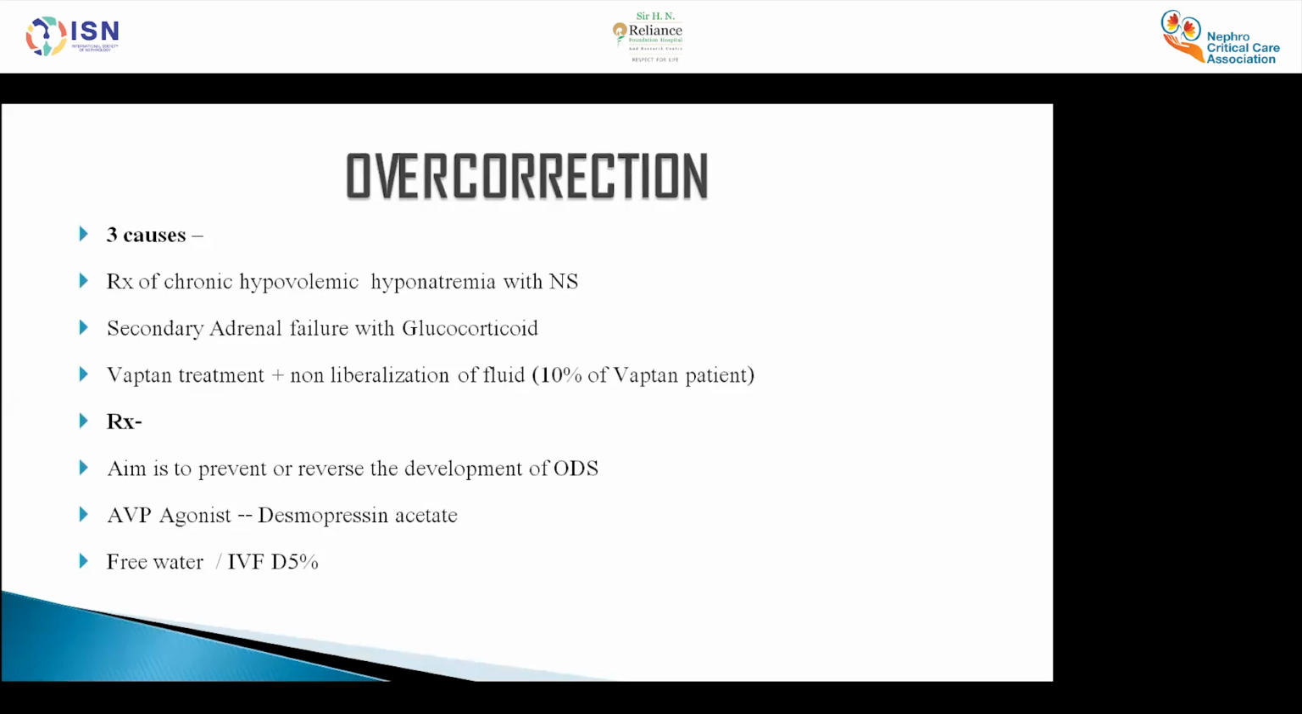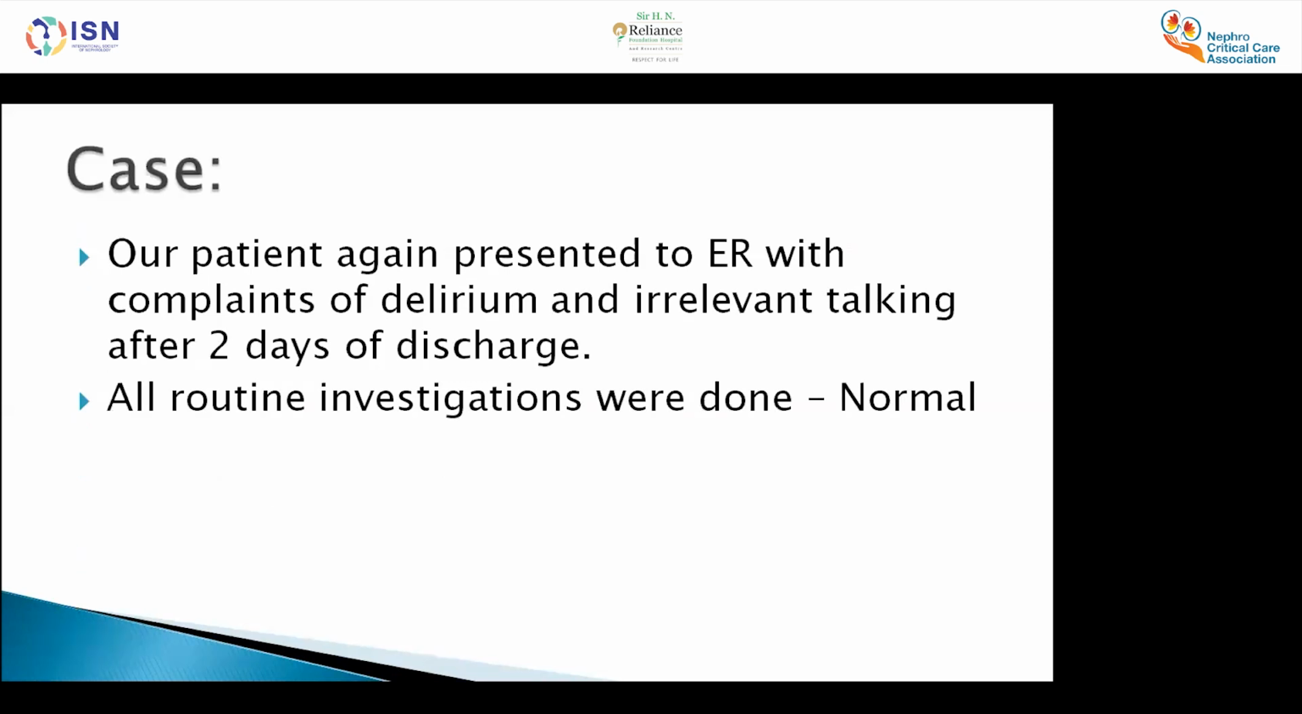So there are three causes for overcorrection. First is treatment of chronic hypovolemic hyponatremia with NS. Second is secondary adrenal failure treated with glucocorticoids. And third is Vaptan treatment plus non-liberalization of fluid. So treatment is aimed to prevent or reverse the development of osmotic demyelination syndrome, which can be done with the help of an AVP agonist, that is desmopressin, and free water or D5, dextrose 5% IV fluid.